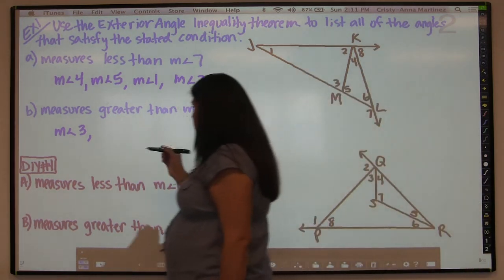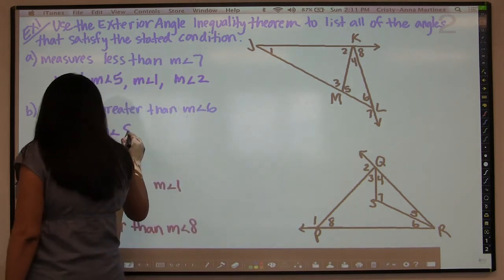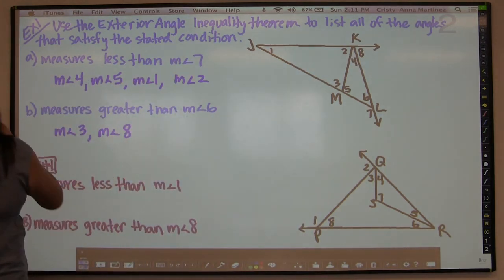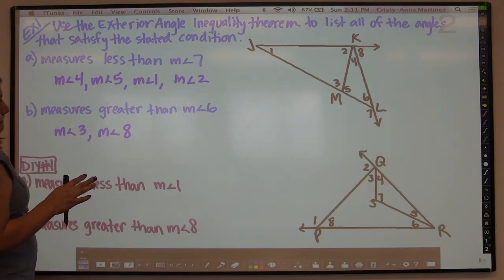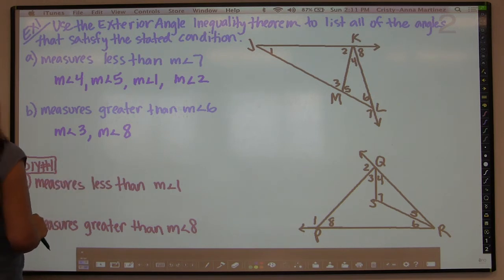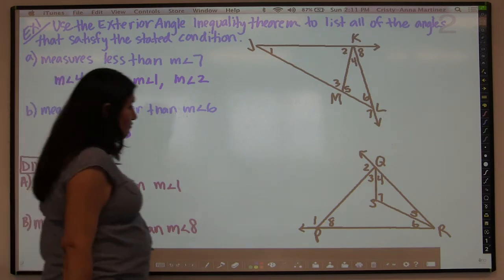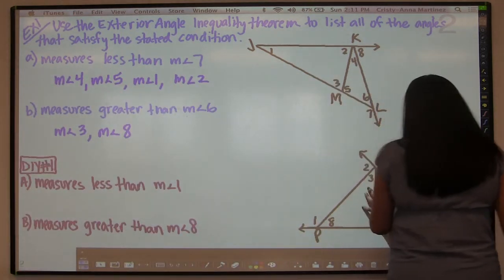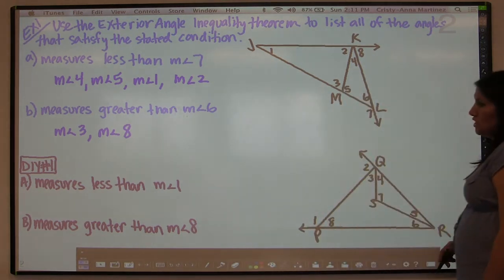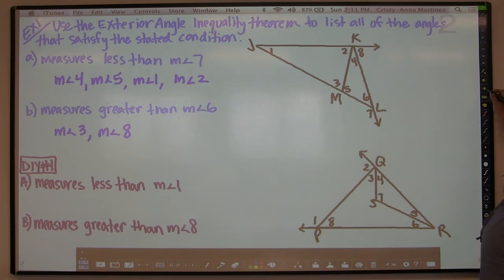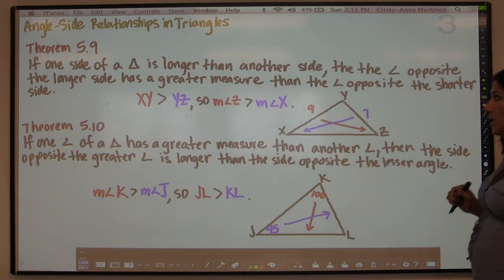So angle 8 goes over here as well. And I think that's it. There aren't any other exterior angles to angle 6. Okay, so those two angles, angle 3 and angle 8, are greater than the measurement of angle 6. So now you have a different diagram down here, same directions, but different angle measures, so that you can do it-yourself number 1. And then we will go on to angle-side relationships and triangles.